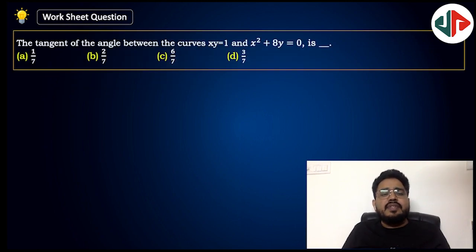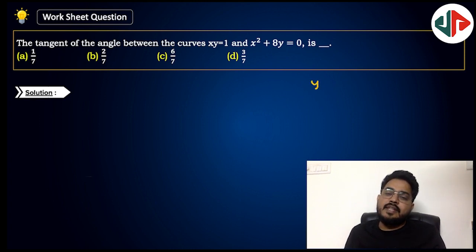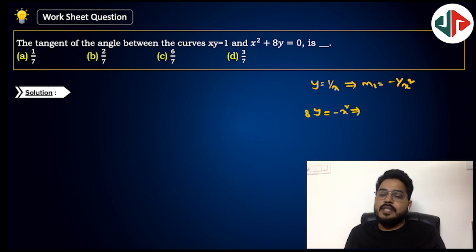The tangent of the angle between the curves xy is equal to 1 and x square plus 8y is equal to 0. So y is equal to 1 by x. So slope m1 is equal to minus 1 by x square. 8y is equal to minus x square. For the slope, 8 dy by dx is equal to minus 2x. So m2 is equal to minus x by 4.